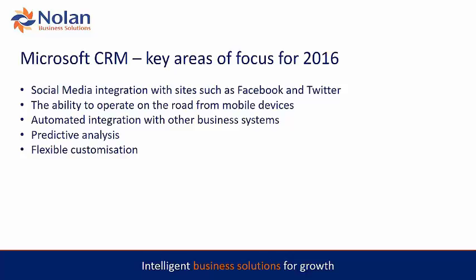Automated integration with other business systems. Things like a corporate website. You know, if you're capturing information that people are logging in, let's get it straight into the CRM system. Finance and ERP. We want to have links between customers in finance, ERP, and CRM automatically. If we create an order in CRM, we want to get it automatically into our finance system.